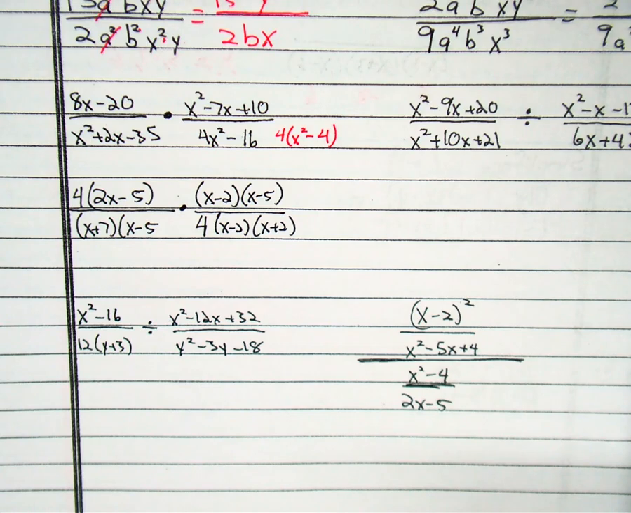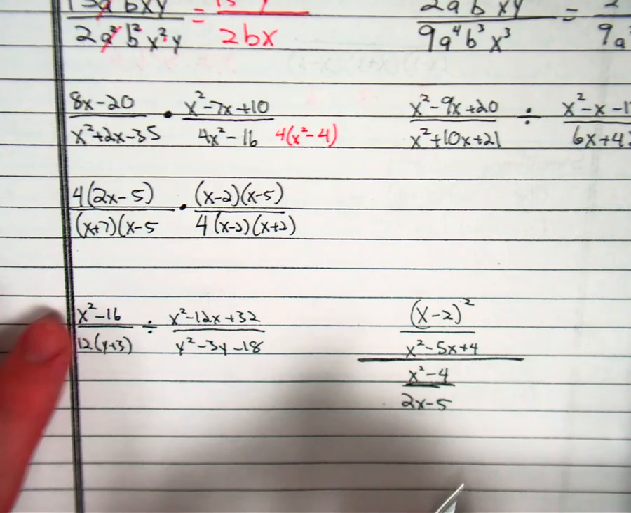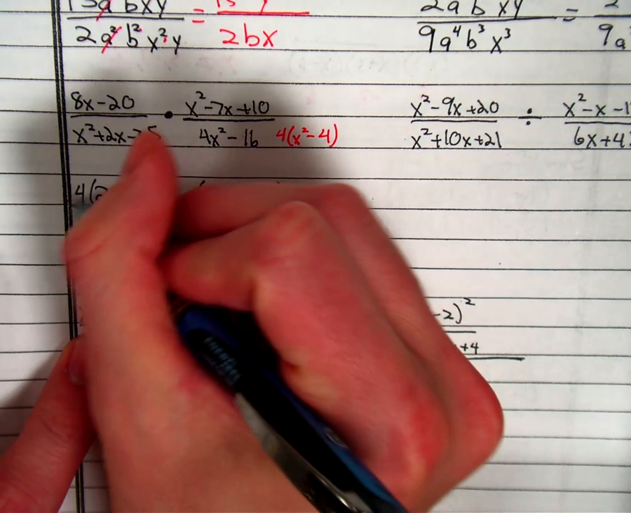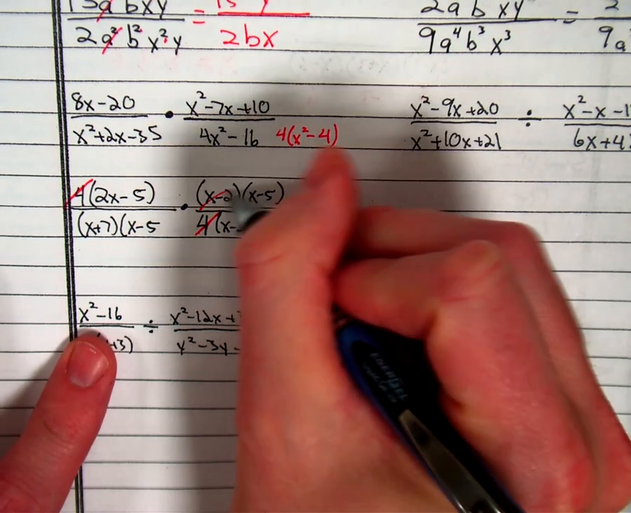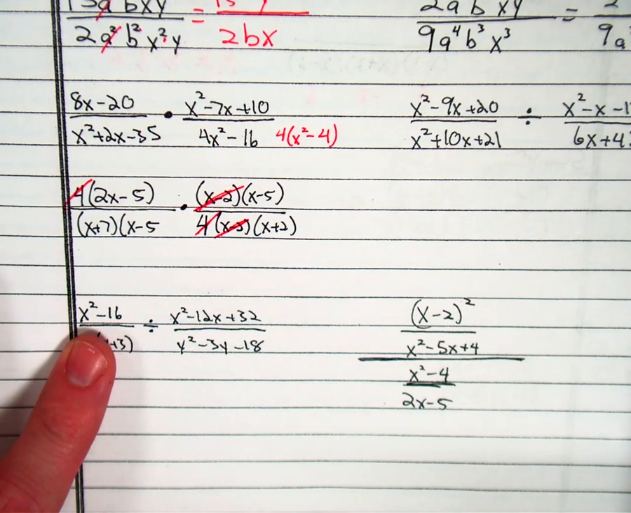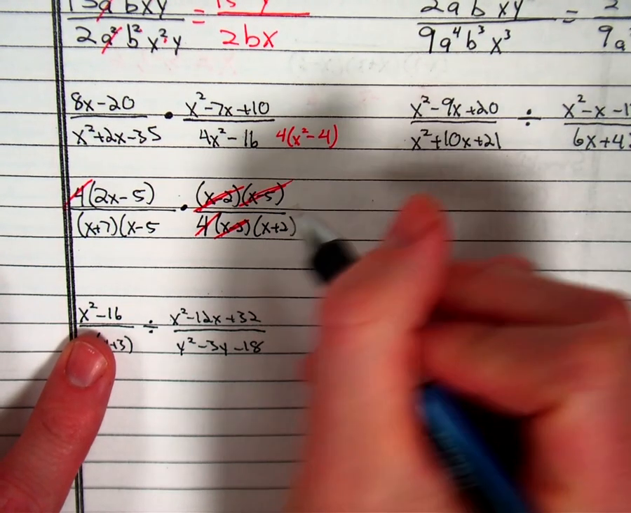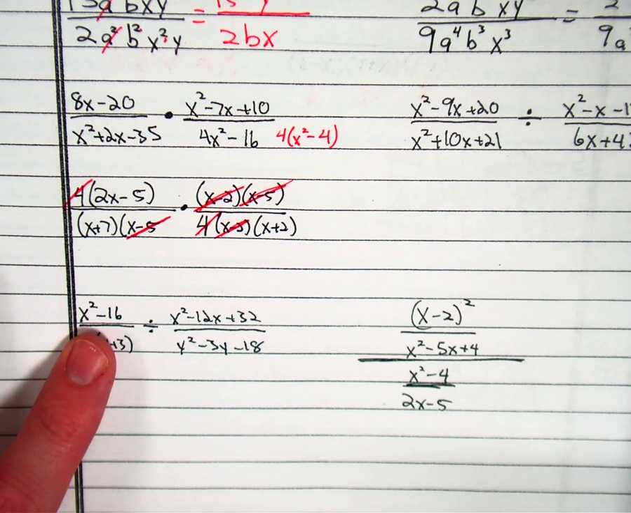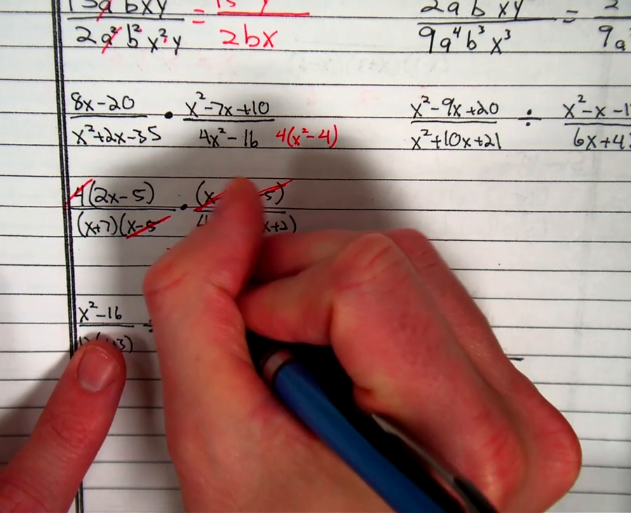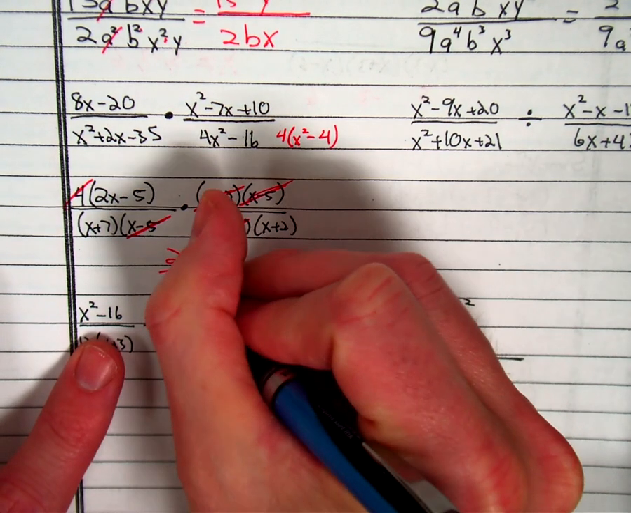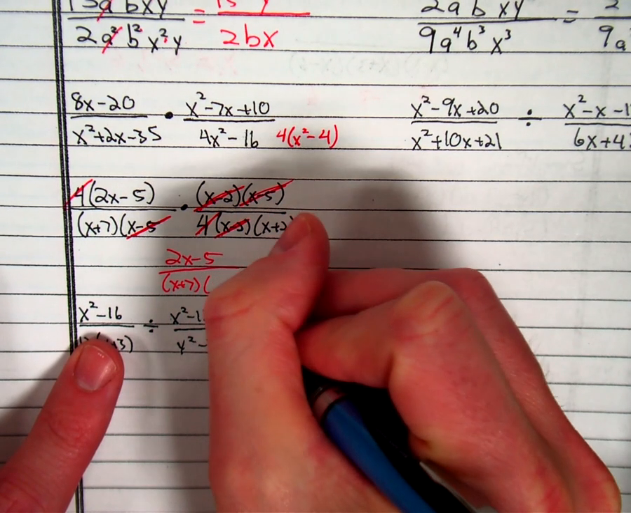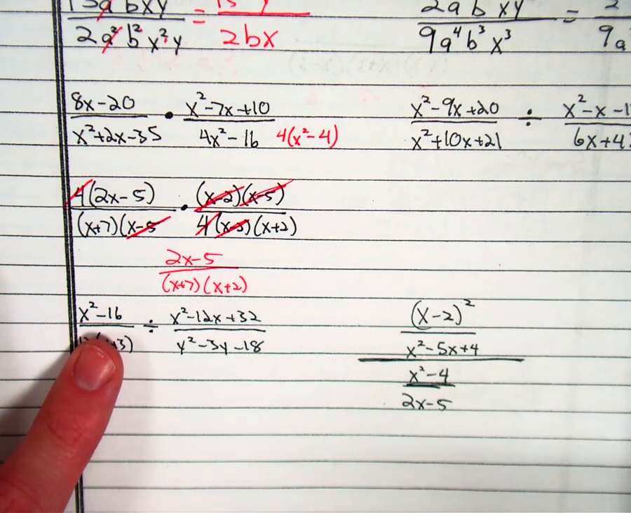Okay, hopefully you had fun slashing those out. Okay, we have the 4s that cancel out. We have the x minus 2s that cancel out. And we have an x minus 5 on the bottom and the top that cancel out. So our final answer, whatever we have left here, is we have 2x minus 5 on the top, and an x plus 7, and an x plus 2 on the bottom.